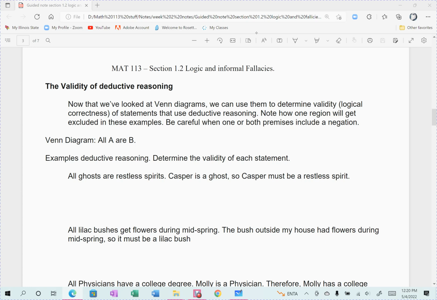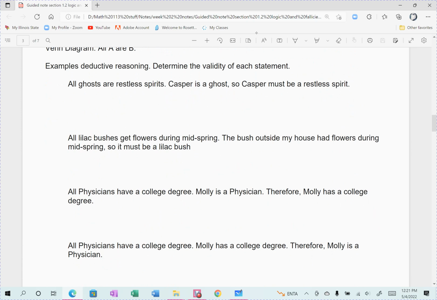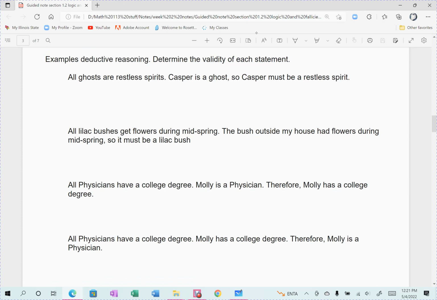Our first type of argument we're going to look at is all A are B, where if A is the premise, then B has to be true. So here are examples of deductive reasoning of these types, and we're going to determine if they're valid or invalid. Most of these hopefully should make sense to you. Again, it's sort of a logical assessment.